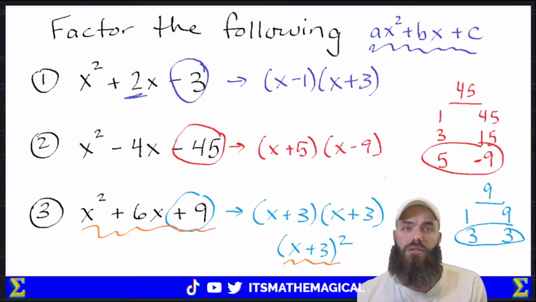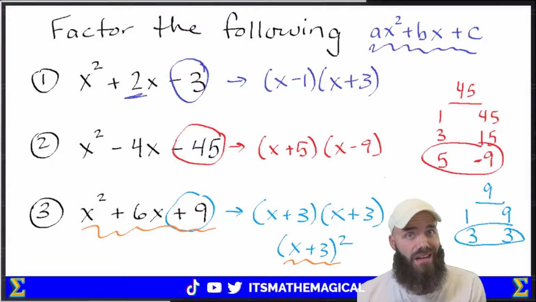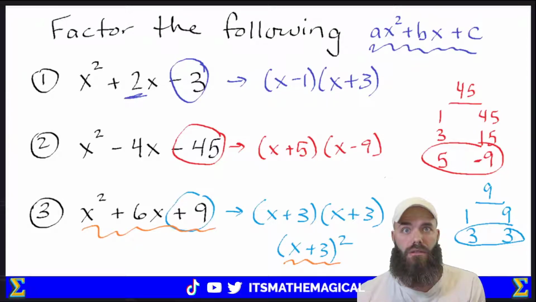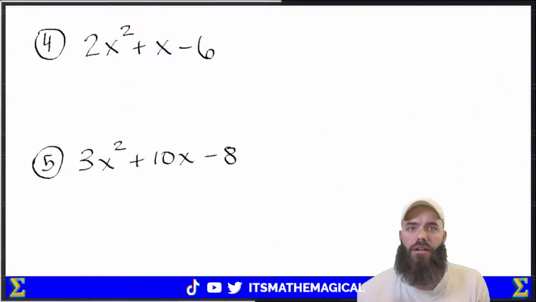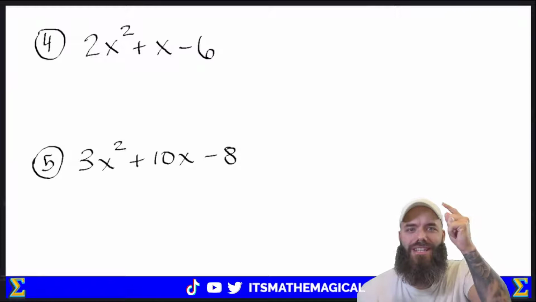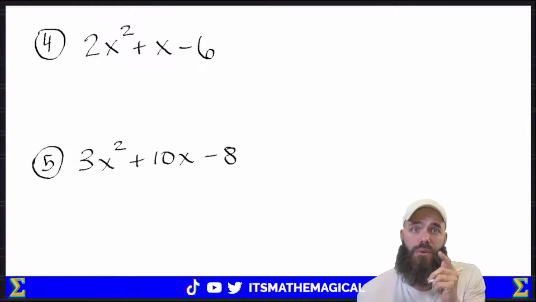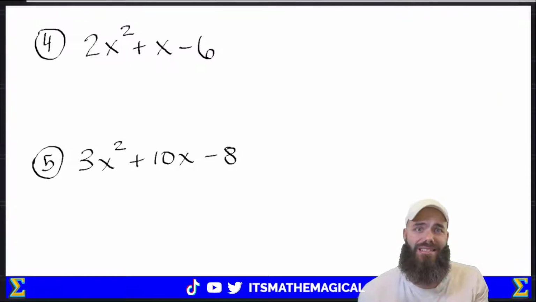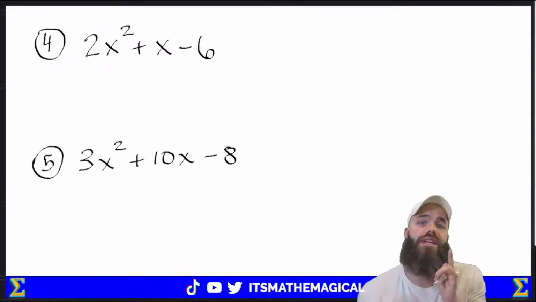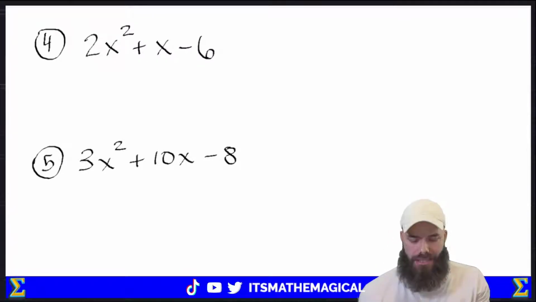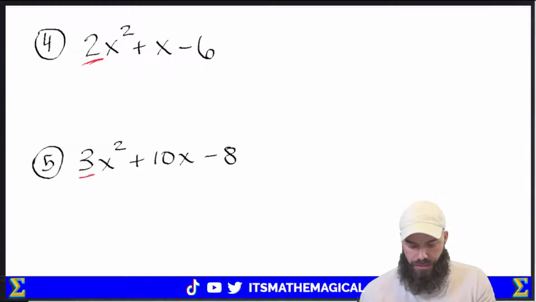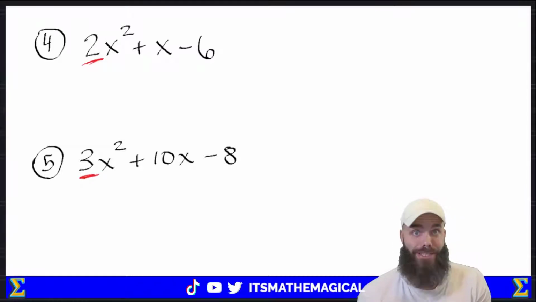All right. So now let's look at some examples where you have a leading coefficient that is not 1. Let's do it. All right, here are 2 examples that have a leading coefficient that is not 1. So in number 4, we have 2x squared plus x minus 6. Number 5, 3x squared plus 10x minus 8. As you notice, the a values, the coefficients of my x squared terms, are not 1.